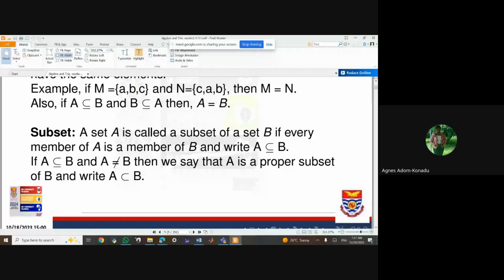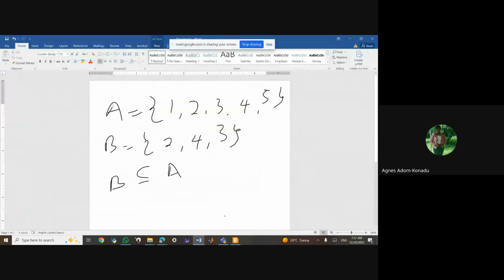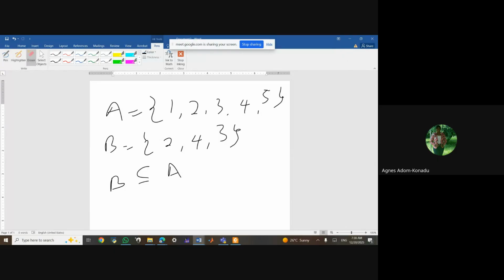So it says that a set A is called a subset of a set B if every member of A is a member of B, and we write it with a symbol that has an underline. This one is different: here A is the subset, but for our example, it was B a subset of A. So for this definition, I'll have to clean this. So this is my B and this is my A.